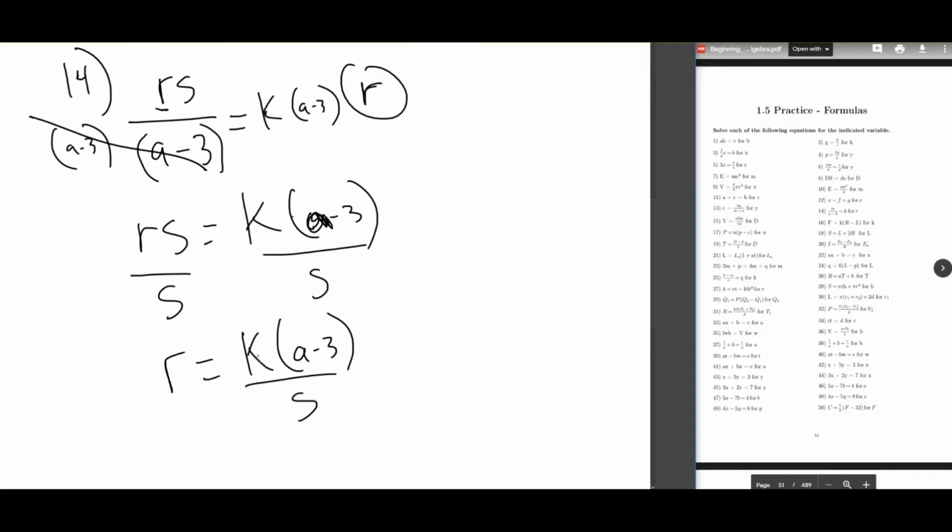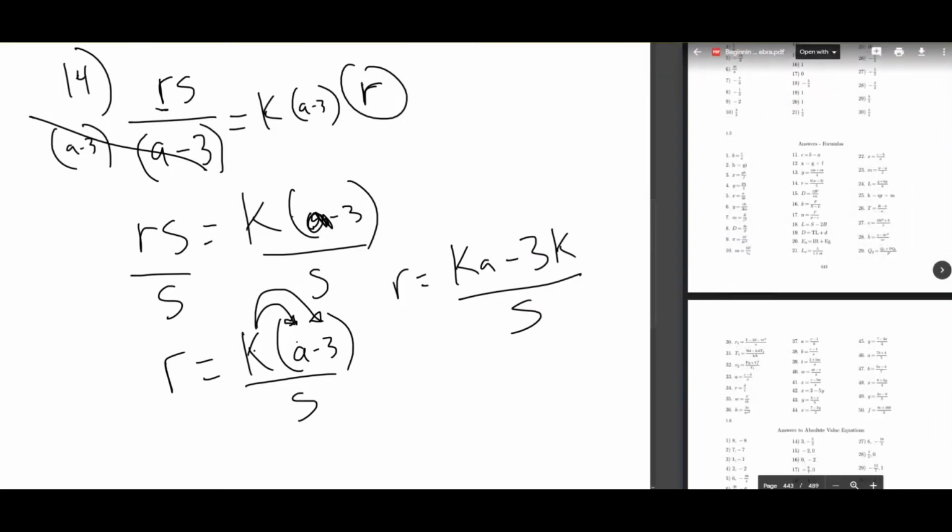So here, once again, you multiply this by this, then you multiply this by this. So r equals k times a equals ka, k times minus 3 equals minus 3k, and all that over s. Is that the right answer? You see, they left it like that.